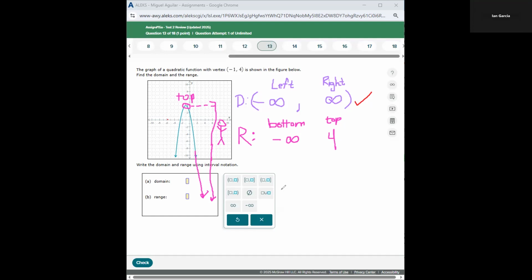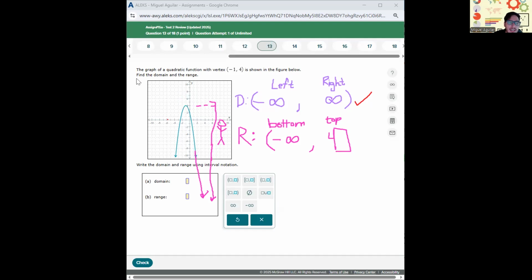Mr. Aguilar. Yeah. So I noticed on this part, for this example, would it be parentheses on the left and then brackets to the right? Yeah. So negative infinity and positive infinity always have a parentheses. Okay. But because we have a definite stopping point at the top of the graph, we have to indicate that with a bracket. I got them confused last time, so I was worried about accidentally making the same mistake.